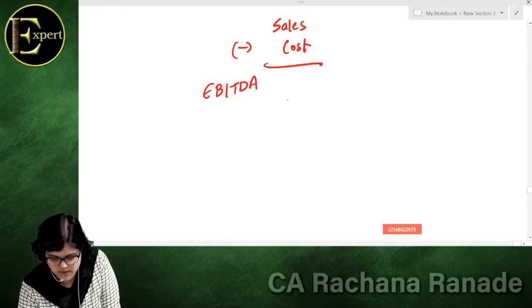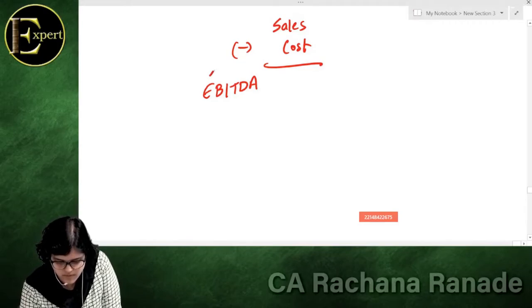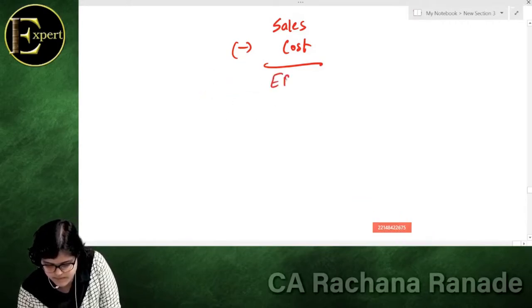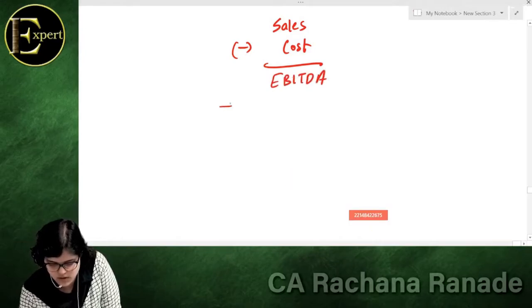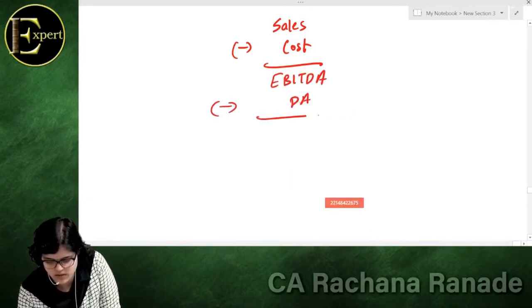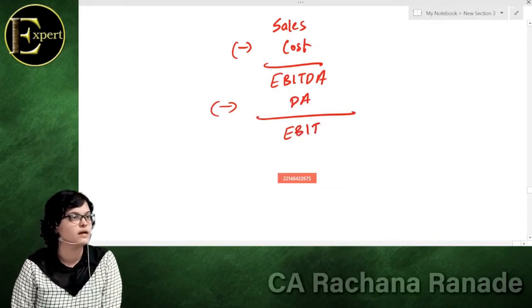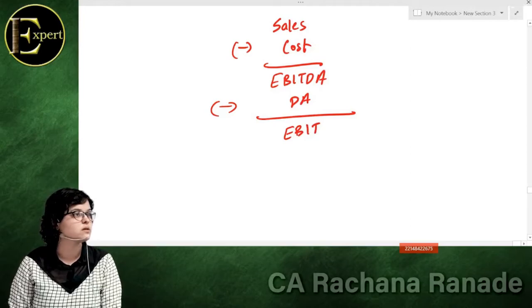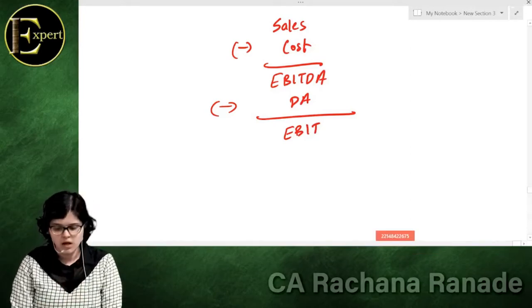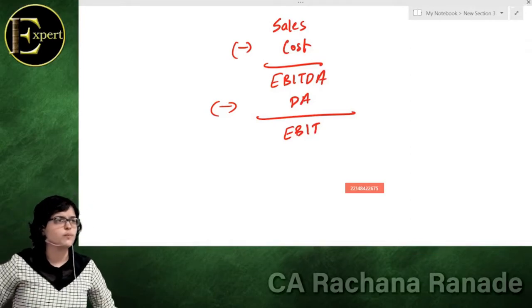From this, what do we deduct? DA is what? Depreciation and amortization. What are we left with? EBIT, earning before interest and tax. What is this known as? Operating profit. Can you think about why it is known as operating profit?